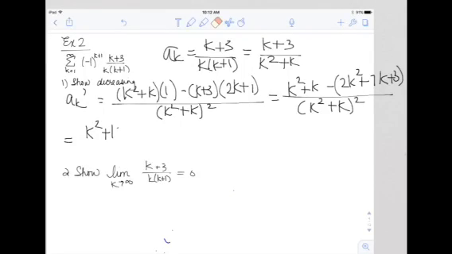squared plus k minus 2k squared minus 7k minus 3, all over k squared plus k, the whole quantity squared. Simplifying that, combining your like terms, this k squared and this negative k squared will make negative k squared.